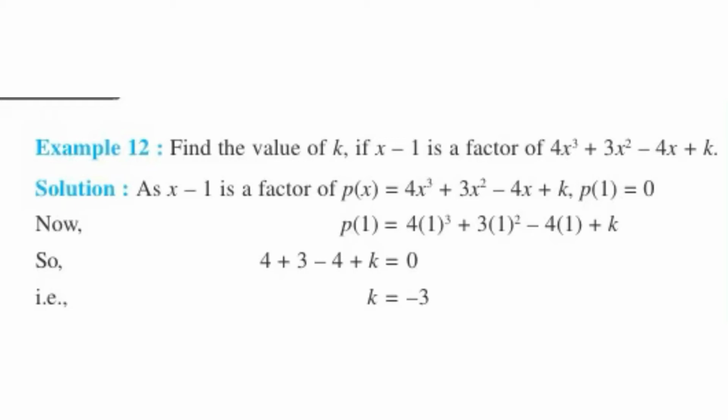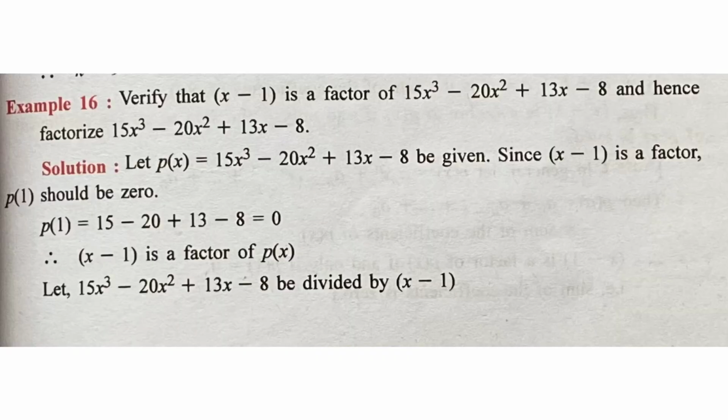Students, you have to keep in mind in such type of question, here it is clearly given that x minus 1 is a factor of the given polynomial. Then according to factor theorem, if x minus 1 is a factor, then p of 1 is equal to 0. Next question is, verify that x minus 1 is a factor of 15x cube minus 20x square plus 13x minus 8, and hence factorize it. So here first of all we have to verify that x minus 1 is a factor. If x minus 1 is a factor, then we know that p of 1 will be equal to 0.